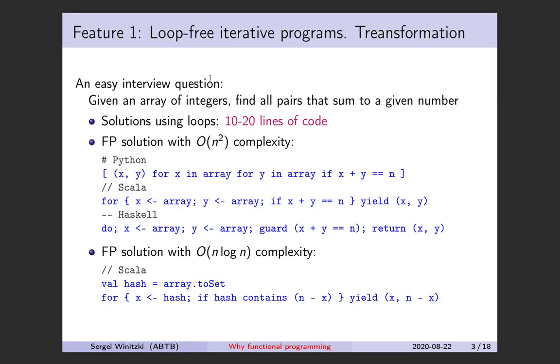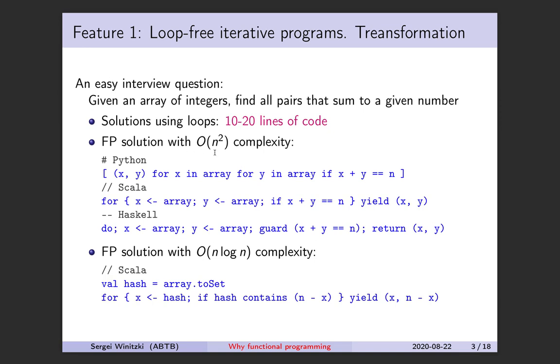The first feature is being able to write iterative programs without writing loops. Here is an easy interview question that could be asked of a software engineer. Given an array of integers, we need to find all pairs of these integers whose sum is equal to a given number. There are solutions for this problem. For example, I'm just showing a link to a page with that solution in Java, which takes about 10 to 20 lines of code. A functional programming solution takes 1 line.